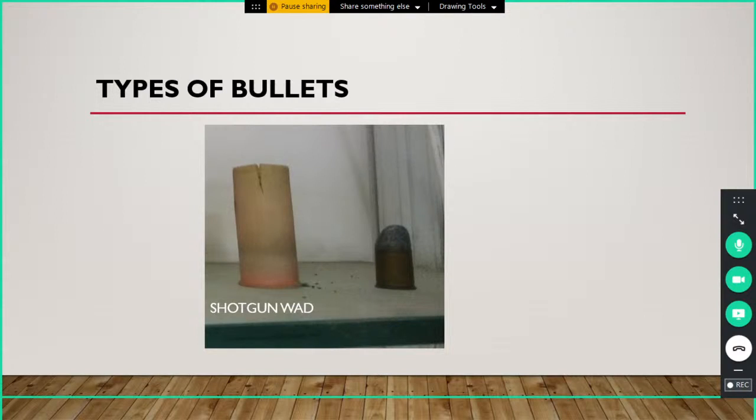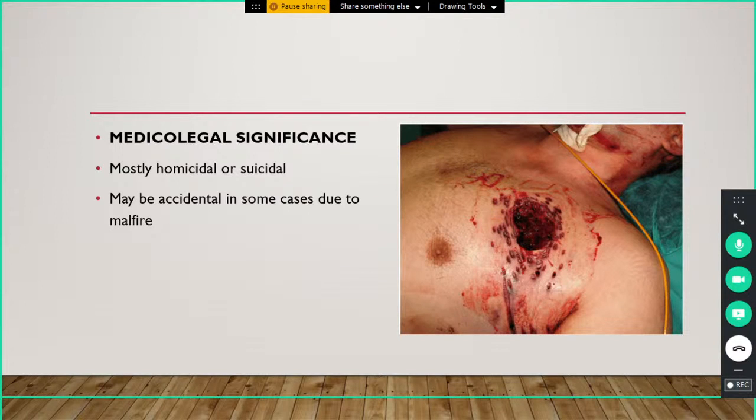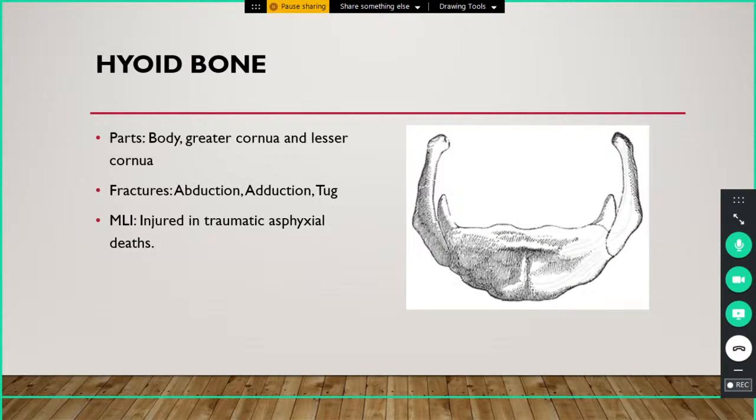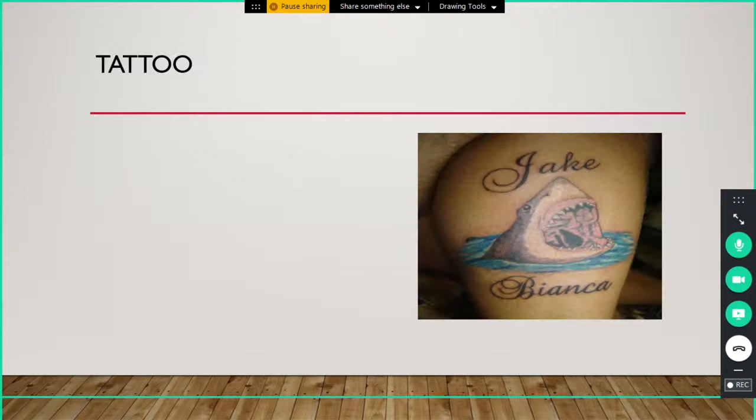You have to read about the contents of these cartridges. In this picture you can see the entry wound caused by shotgun. Multiple marks of pellets you can see. This is hyoid bone. Everybody knows the parts of the hyoid bone, greater cornu, lesser cornu. It gets injured in traumatic asphyxial deaths, most commonly seen in complete hanging.